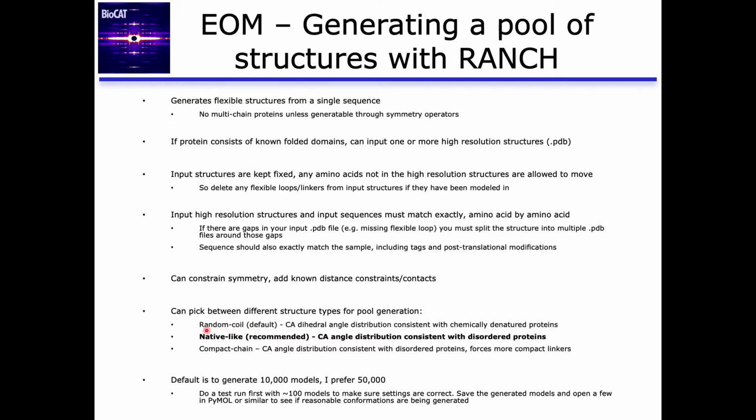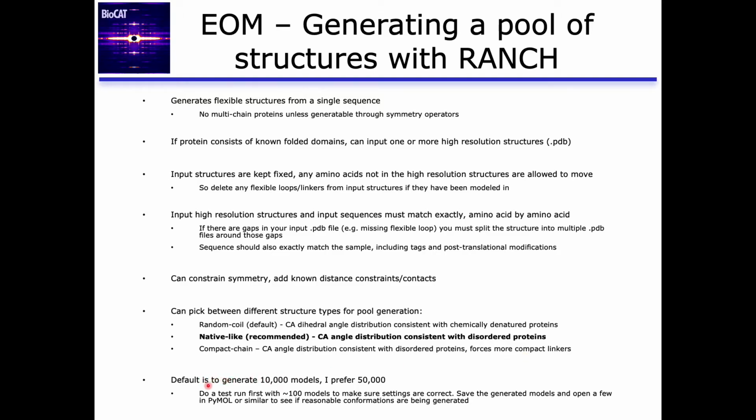Ranch allows you to pick random coil, which is the default, and this is a C-alpha dihedral angle distribution consistent with chemically denatured proteins. Typically what you want is to pick native-like, which is not the default. So this is a distribution consistent with natively disordered proteins, and so for flexible linkers and things like that in an otherwise folded system, this is the right approach. You can also generate compact chains, which is, again, disordered systems but forcing compact linkers. I don't recommend this. There's no reason to bias your pool in this way. You'll see this in the EOM results.